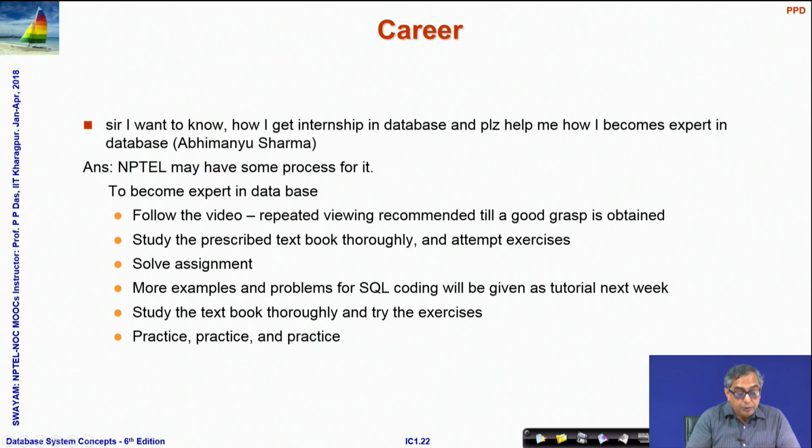I want to know how I get an internship in database, and please help me with how I can become an expert in database. I cannot tell you how to get an internship in database, you will have to just try at different places.